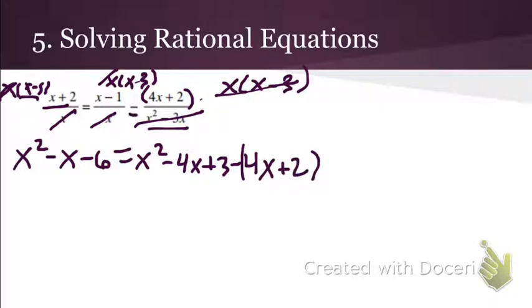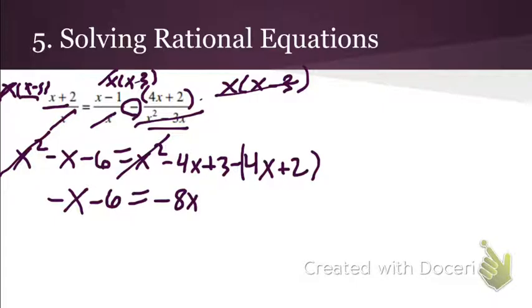So be careful if you've got a minus in front of a fraction. You've got to distribute that to every term in the numerator. So now, these x's cancel out, and if we simplify, those x squareds cancel out, you get negative x minus 6 is equal to negative 8x, and then 3 minus 2 is 1.